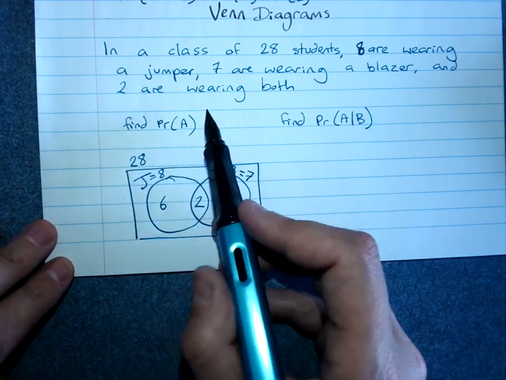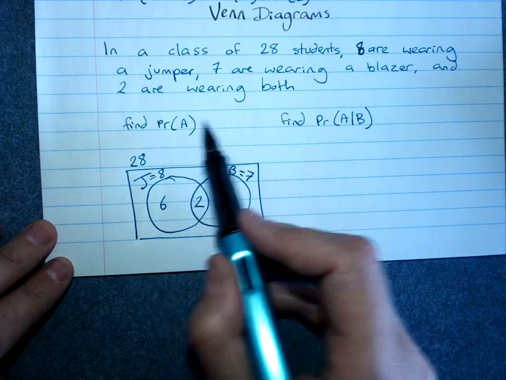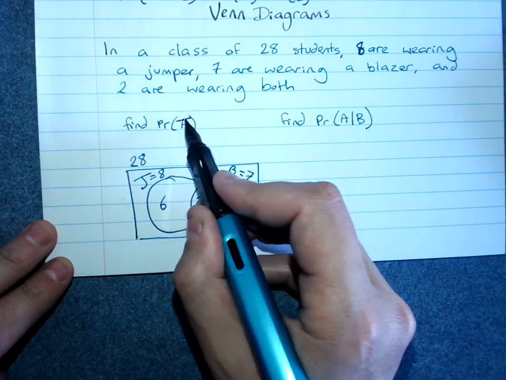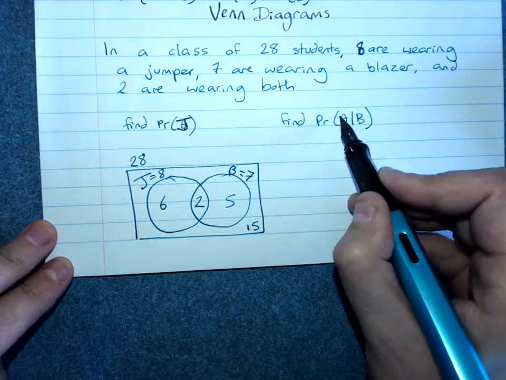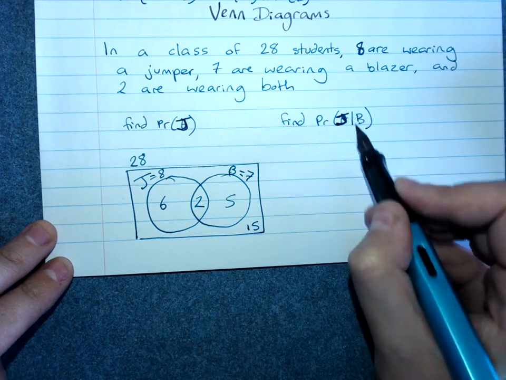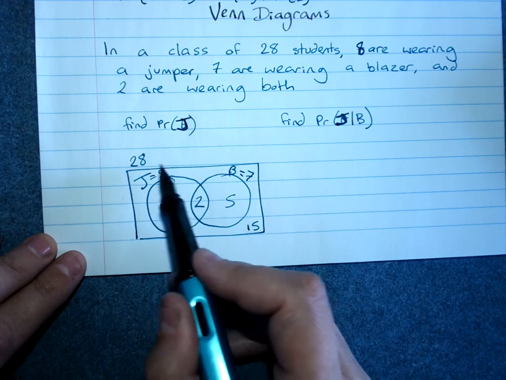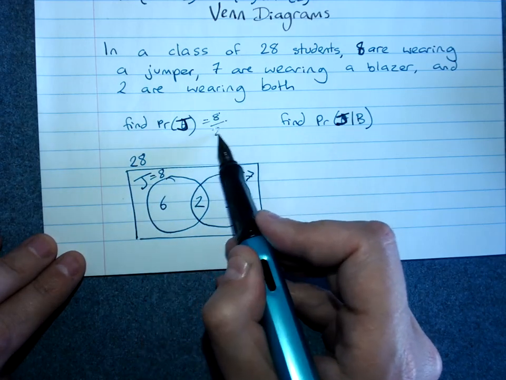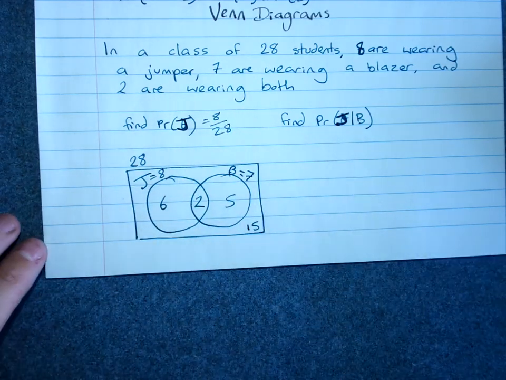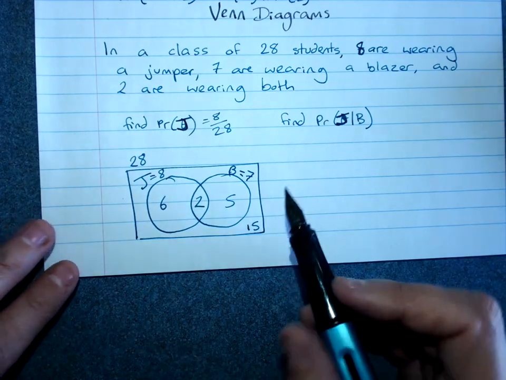So the probability of A, oh, that's not very useful at all. I made them J and B. Jumper. Jumper given blazer. Well, that's useful. There we go. So probability of wearing a jumper is 8 out of 28. And of course we can simplify that one: 2 out of 7.